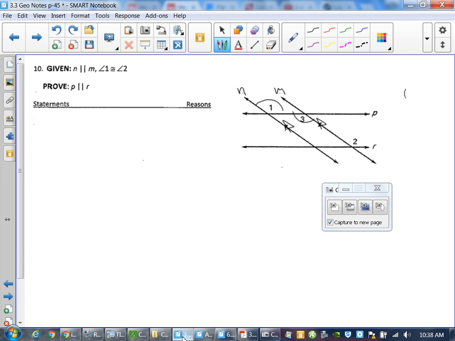Alternate interior. See they're between the lines? They're on the inside. And now they're also given that 1 and 2 are the same. So now, what's the relationship with 3 and 2? They're alternate interior. Are those two angles congruent? Yes. Therefore, the lines are parallel. It's the same exact proof, but you have a different angle pair.